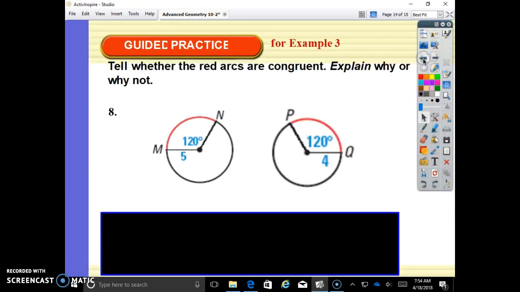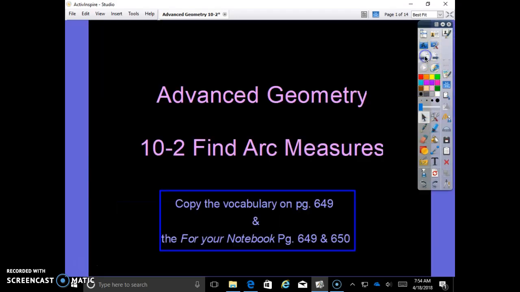Actually, let me delete that page. That is everything on our lesson on 10.2, finding arc measures.